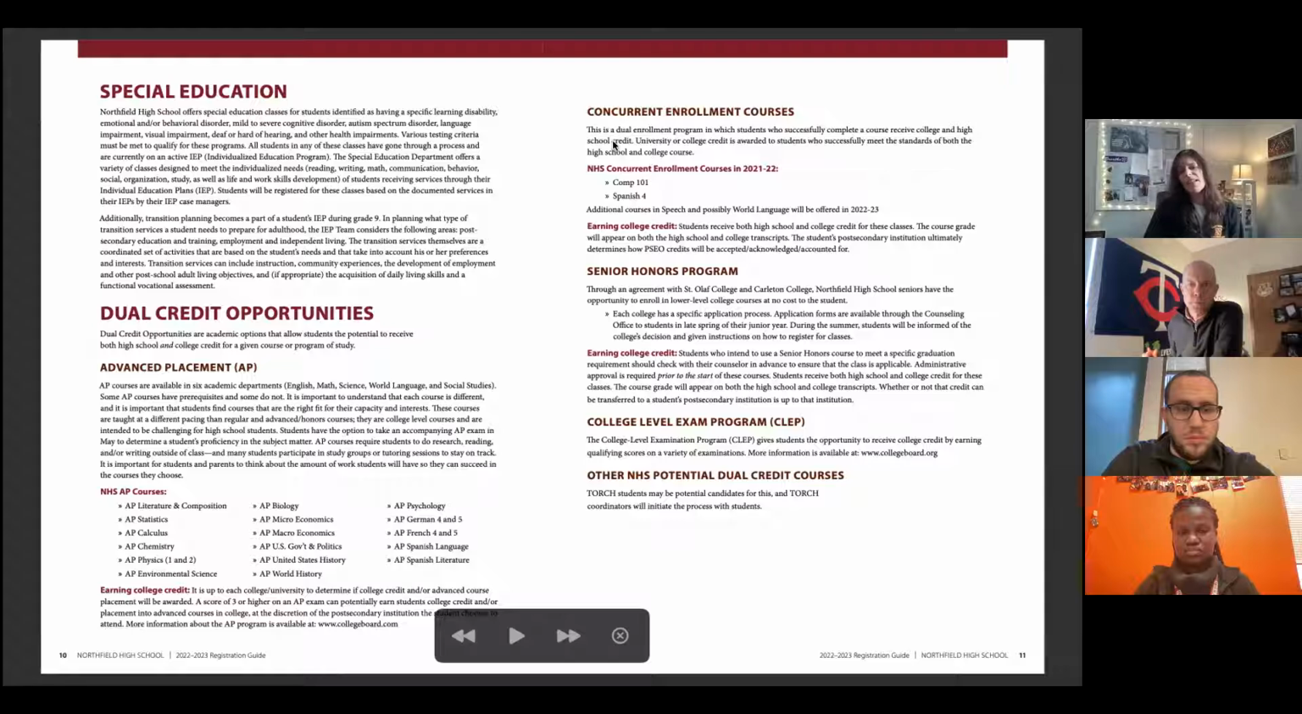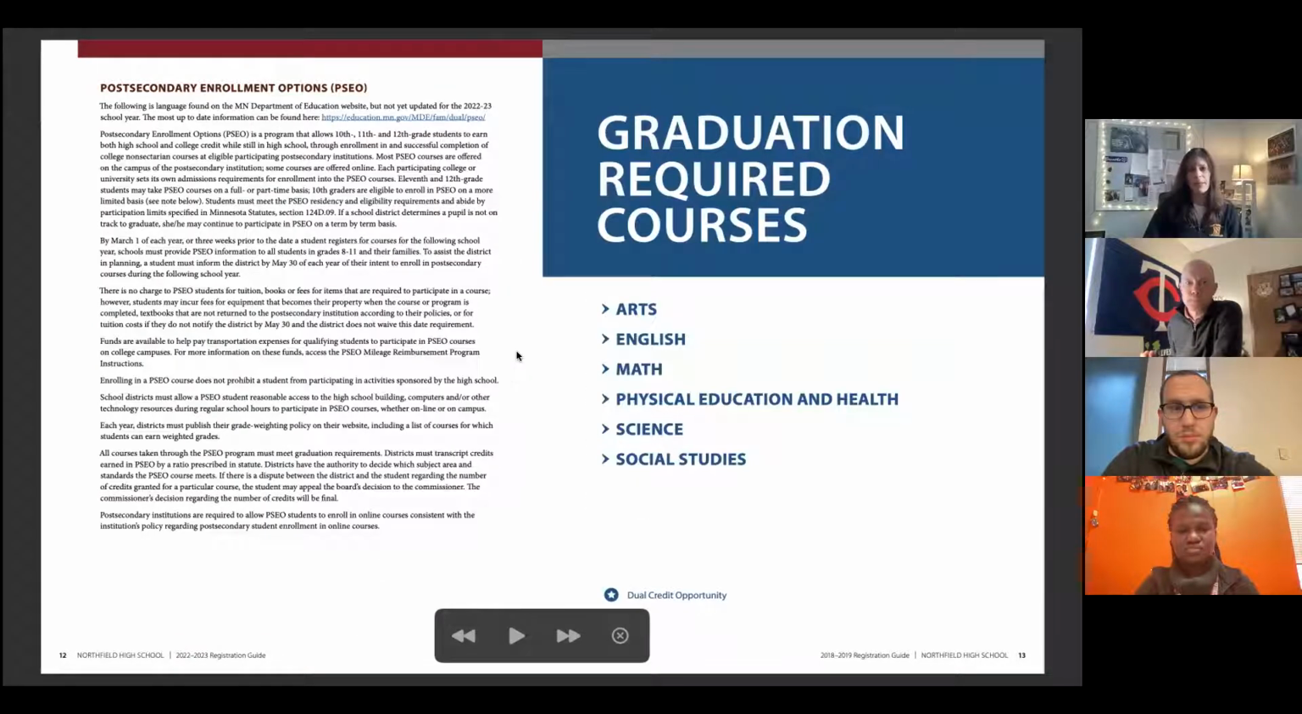We have some courses that are offered down the road for you here at the high school, coming through a university, that are taught here by a high school teacher, that you could earn both college and high school credit. Senior Honors Program is offered by St. Olaf and Carleton. There's an application, and if you're accepted, you could take a class per semester at one of those colleges.